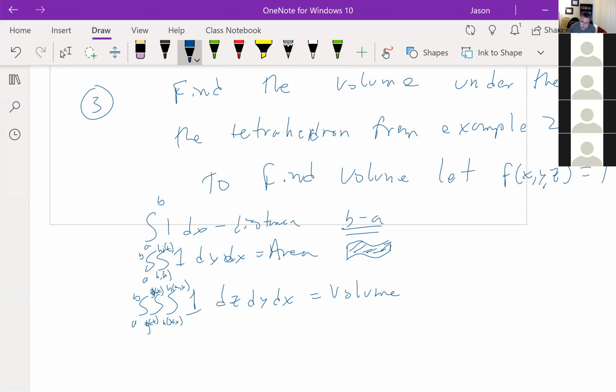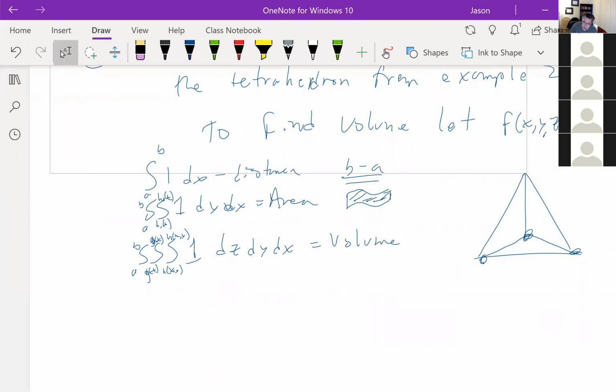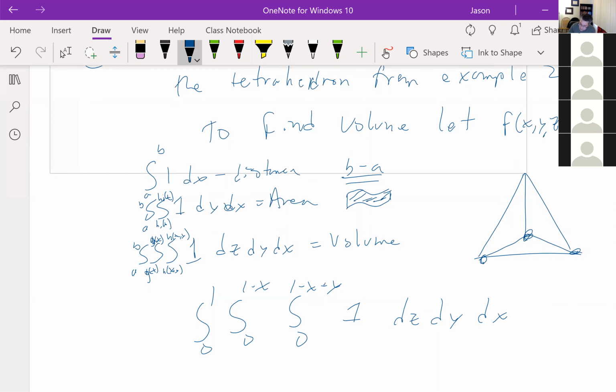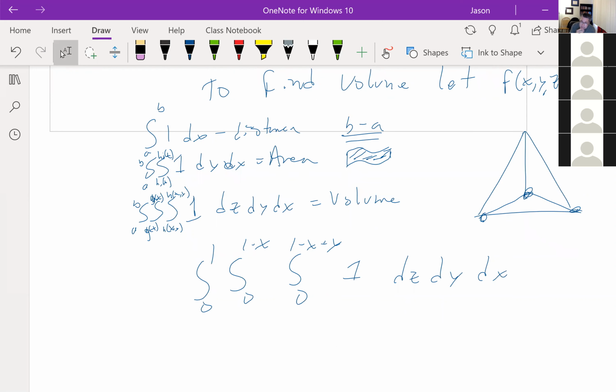So let's go back to number 2. We already have the setup for this 1, 1, 1 tetrahedron, and we want to know its volume. This is going to go from 0 to 1, 0 to 1 minus x, and 0 to 1 minus x minus y of 1. We had z there before; now we just have 1. This is dz dy dx.